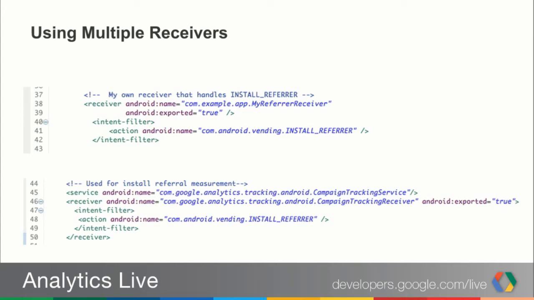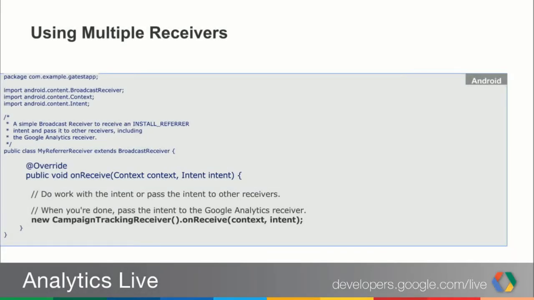So the solution for this, it's pretty straightforward. Sad face emoticon. You don't want to do this. What you want to do instead is, at least in the last example, you would take the receiver that you already had, and you do whatever work you're going to do with the install refer intent, right? And then at the end, as soon as you're done with all the work that you're going to do otherwise, you can just instantiate this Google campaign tracking receiver. You can call its onReceive, and then pass it the context and intent.